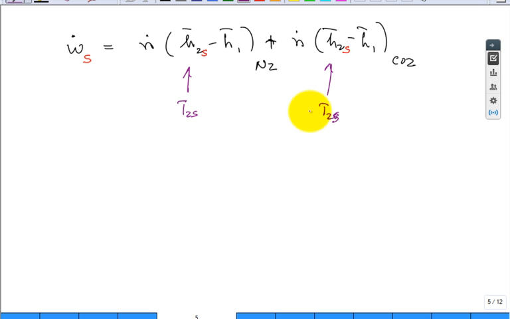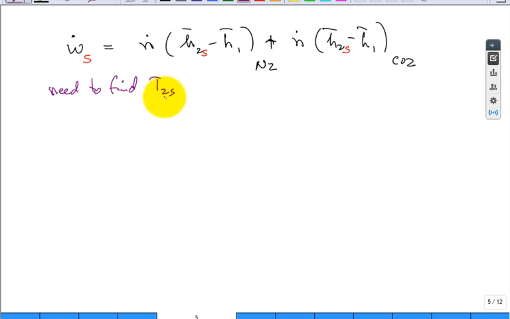But what is T2S? Oh man, this is a terrible problem. Well, what do we do? You need to find T2S. How are you going to find T2S? Because if I had it, I'd get the H2 bars and I'd be done.